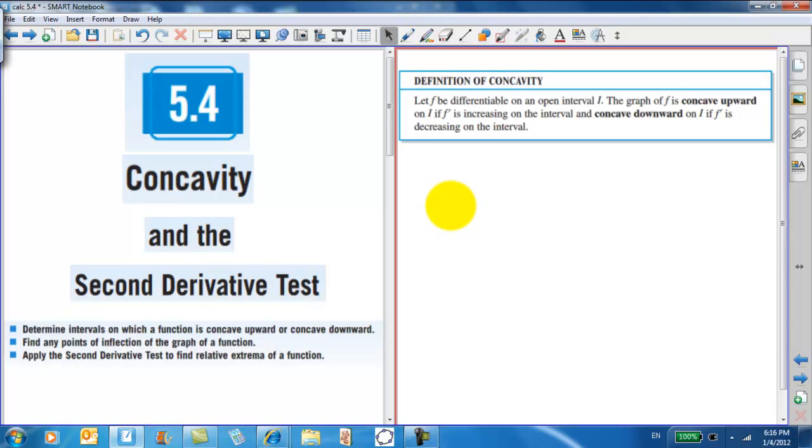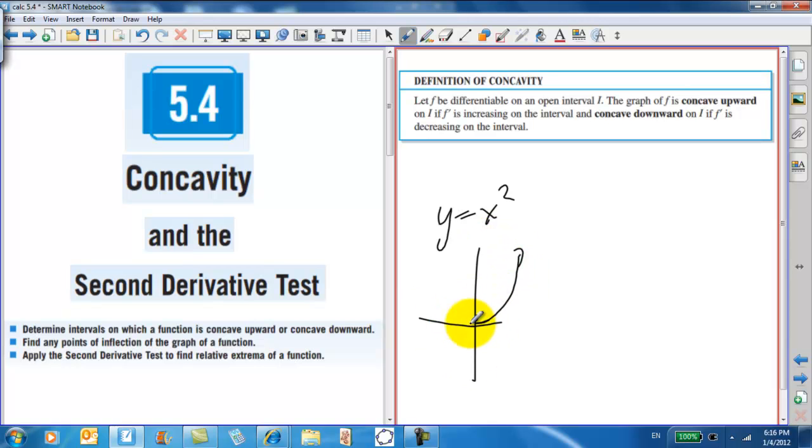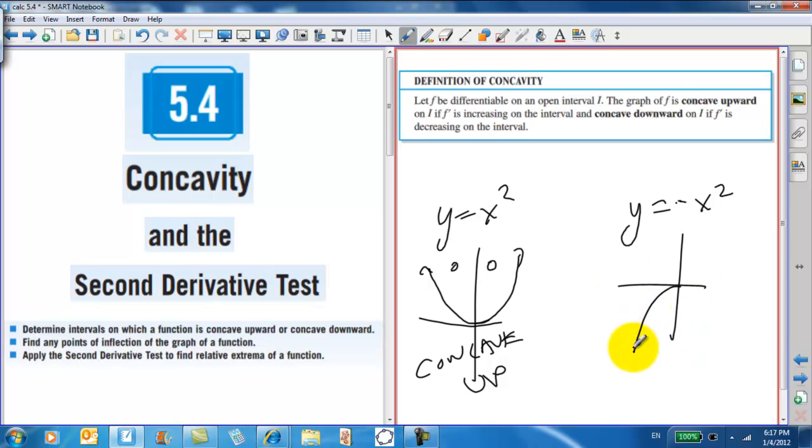started talking about parabolas, like y equals x squared. This was a happy parabola. We call it happy because it looks like the smile's going up like that. This is concave up. And something like y equals negative x squared is concave down. But it doesn't have to have the shape of a parabola to be concave up or concave down. Everywhere along the parabola we consider this to be concave up.